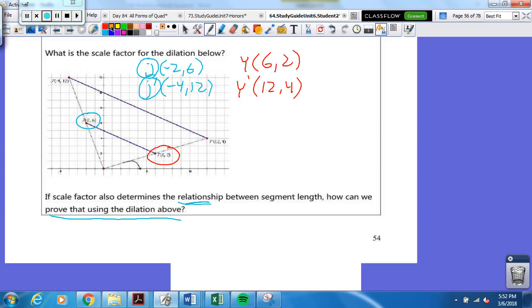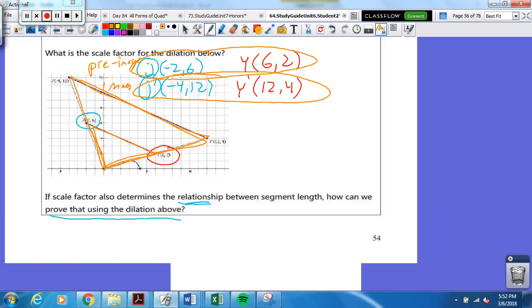So what I'm doing is I'm looking at how we multiply the pre-image to get the image right here. So this is the pre-image. This is where I started with, and then we blew it up to something similar, which is this big triangle out there. Okay, so 6 to 12, -2 to 4. Oh, I see the pattern. 6 to 12, 2 to 4. What's the scale factor? Yeah, it's 2. Got it. So he enlarged it by a factor of 2.